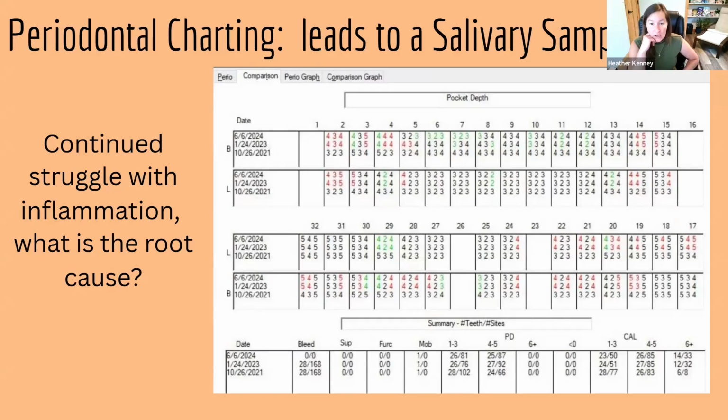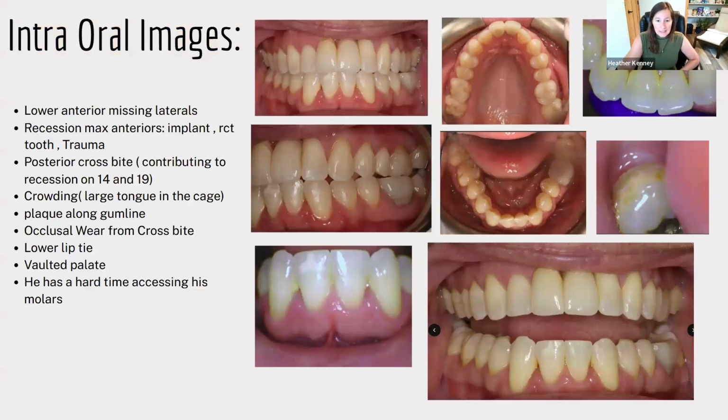In here, we still have some 5s and 4s, but posterior 5s that have been pretty consistent and not really resolved in this area. So what's really causing it, if we've done our SRP and we've done all of our treatments and he's stayed on a recall? Let's look at his intraoral camera pictures, because this can tell us a little bit different story. So couple call outs here.